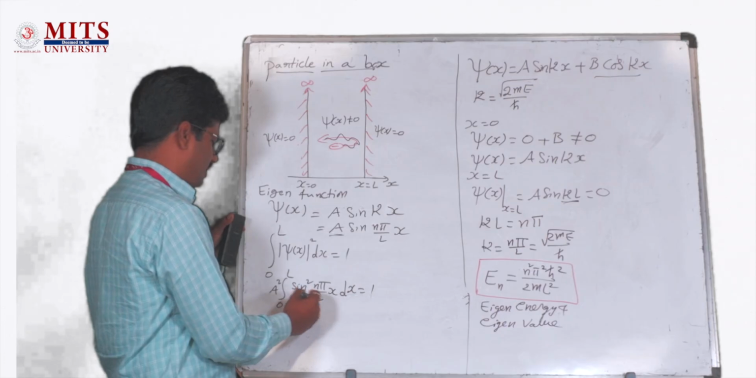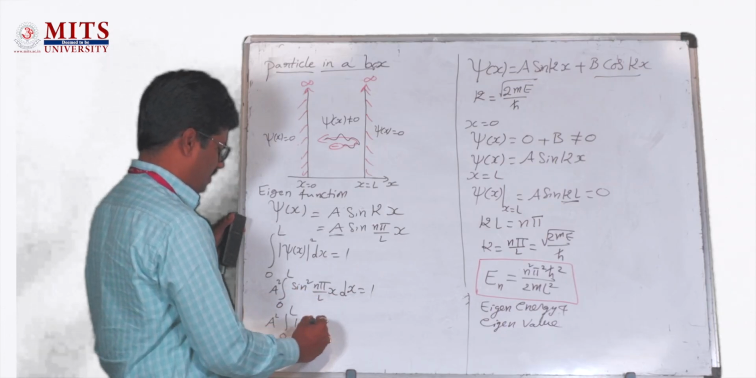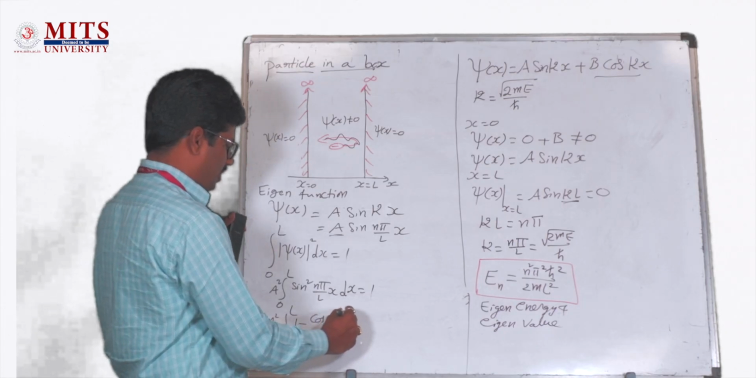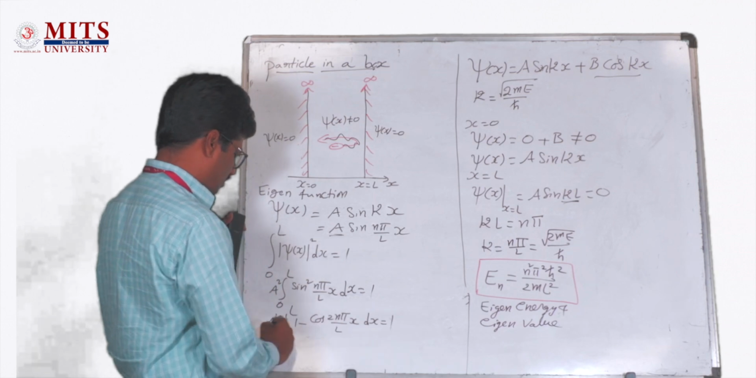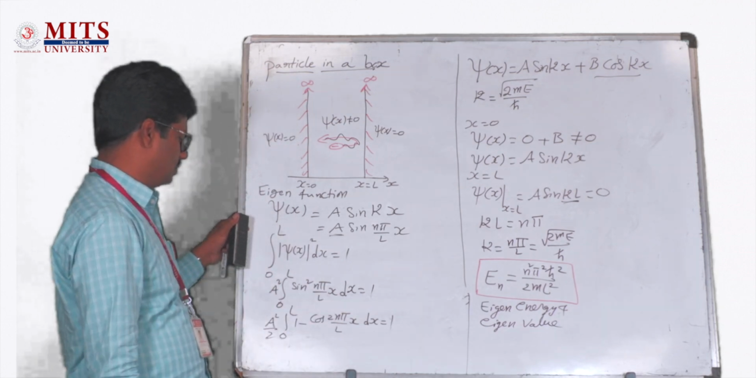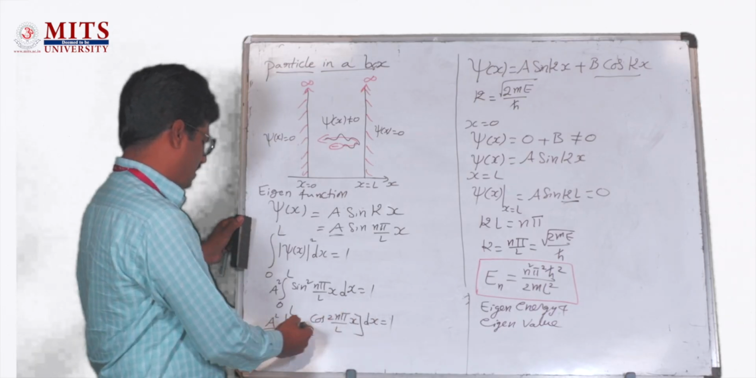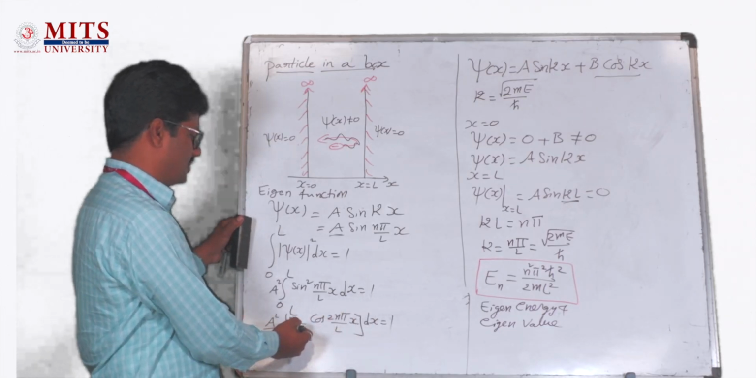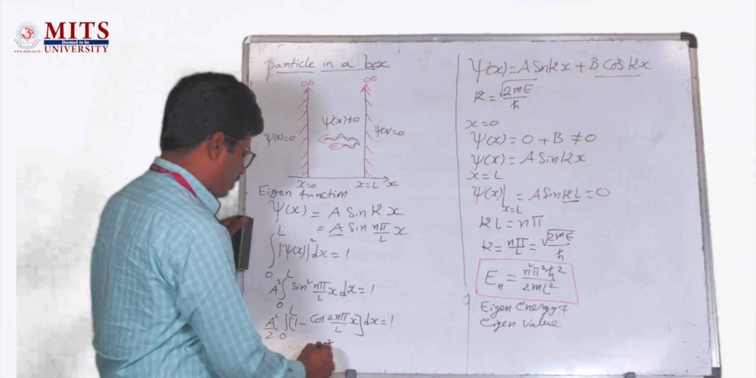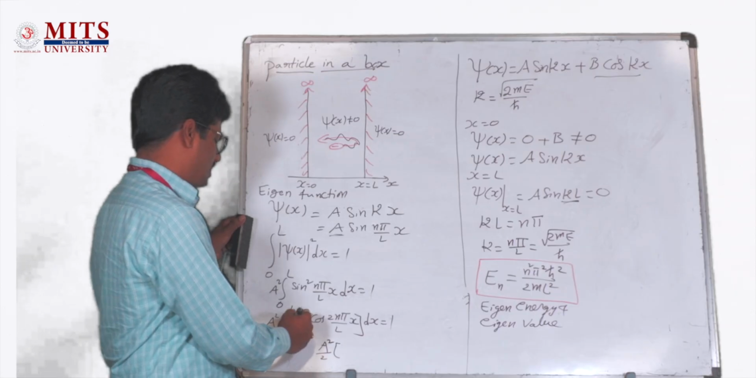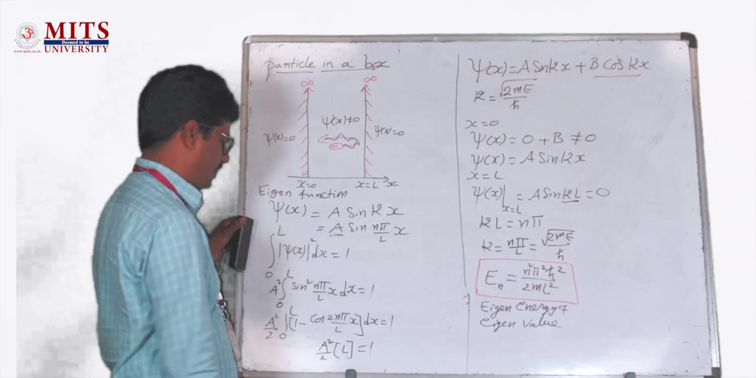If you simplify this, I am going to write A square, integral from 0 to L of 1 minus cos 2 n pi by L into x dx, equal to 1 by 2. So I am going to integrate this. I will get one term as dx, and the integration of dx is x. So you will get A square by 2 into x, the upper limit is L and the lower limit is 0, and that will be equal to 1.